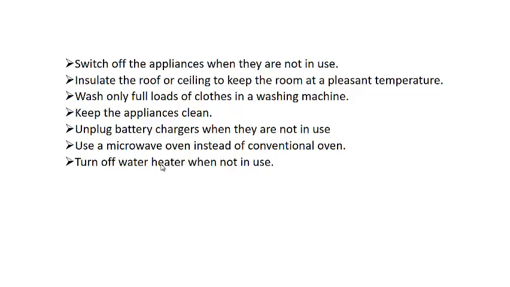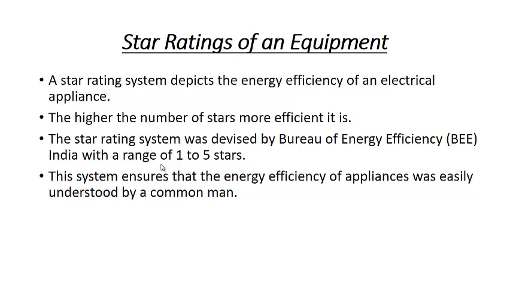Let us try to understand what the star rating of an equipment is. A star rating of a system depicts the energy efficiency of an electrical system. The higher the number of stars, the more efficient it is. The star rating system was devised by the Bureau of Energy Efficiency, India, with a range of 1 to 5 stars.